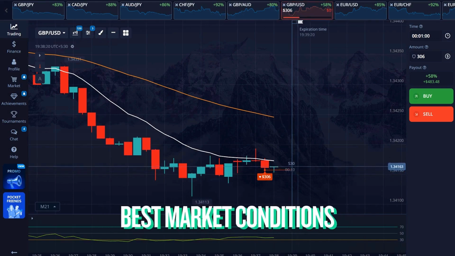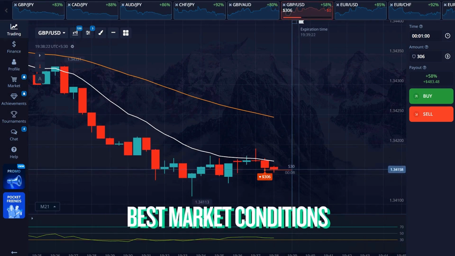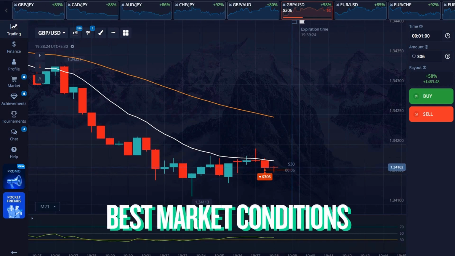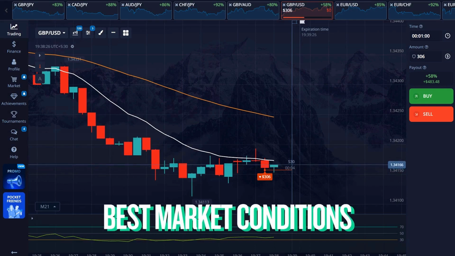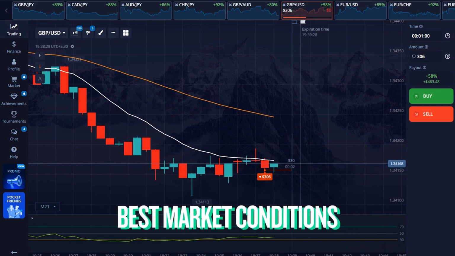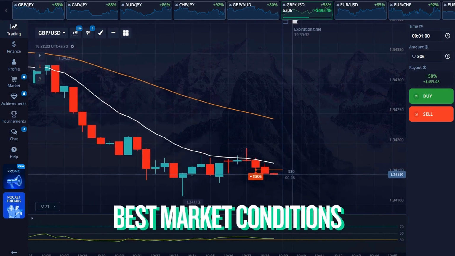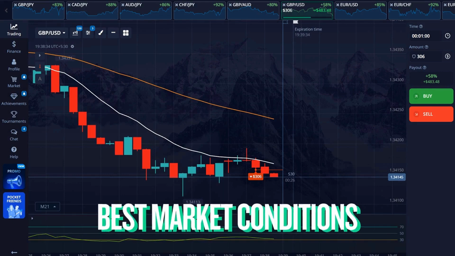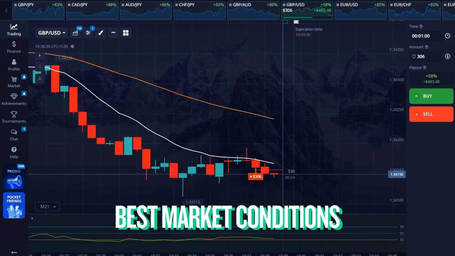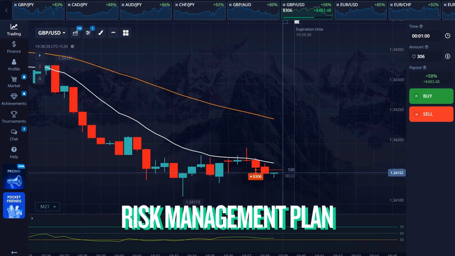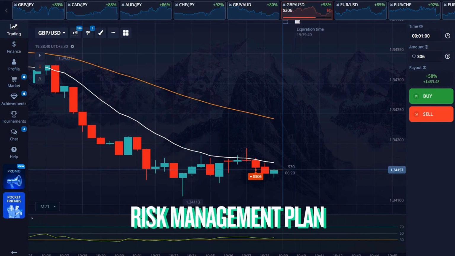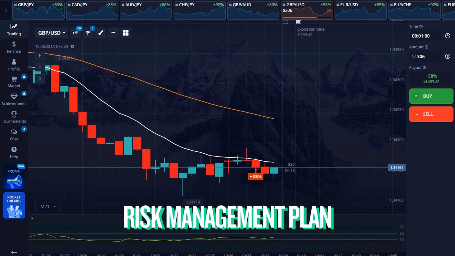Best market conditions: the best time to use this strategy is during the London session and the New York session, because these sessions have higher volatility and stronger movements. Avoid trading during very quiet times, such as the Asian mid-session, when the market moves slowly and signals are less reliable. Risk management plan: always risk only 1 to 2% of your total balance per trade.